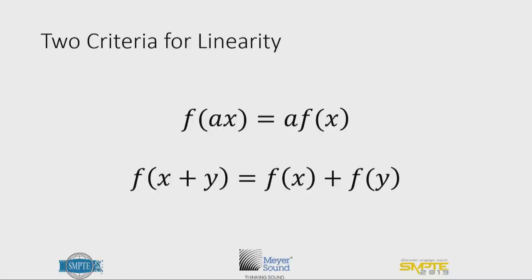Let me talk about nonlinearity. There are two different criteria for linearity. One is that the output should be proportional to the input. If your input goes up 3 dB, then your output should also go up 3 dB. The other criterion is that if you play a signal through a linear system, and play a second signal through it, and add those two outputs together, you should get the same answer as if you had summed the two signals together and played them at the input.